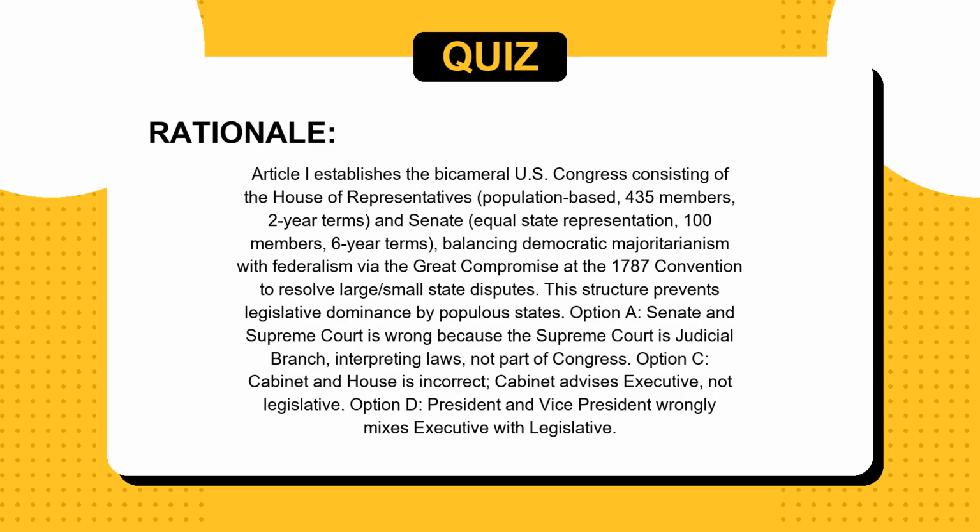Option A, Senate and Supreme Court, is wrong because the Supreme Court is judicial branch, interpreting laws, not part of Congress. Option C, Cabinet and House, is incorrect. Cabinet advises executive, not legislative. Option D, President and Vice President, wrongly mixes executive with legislative.